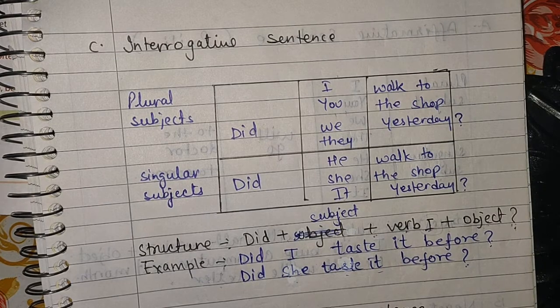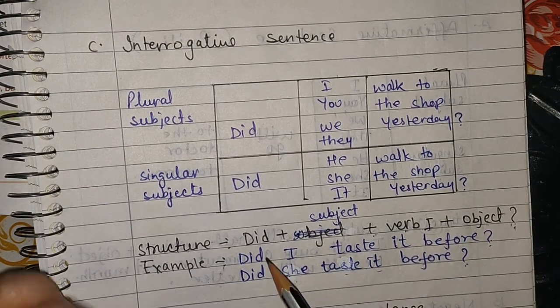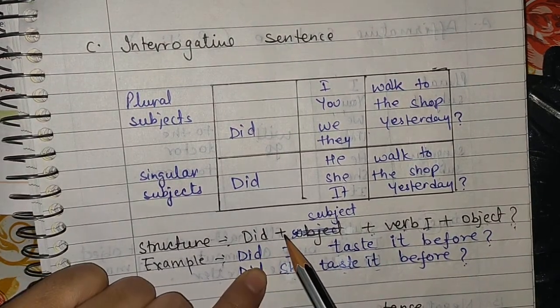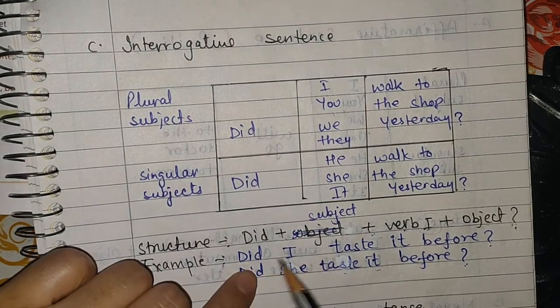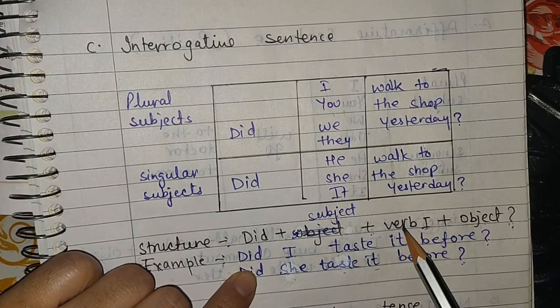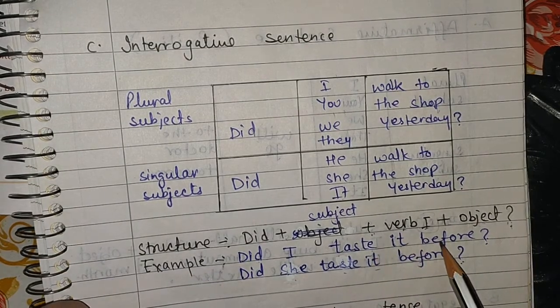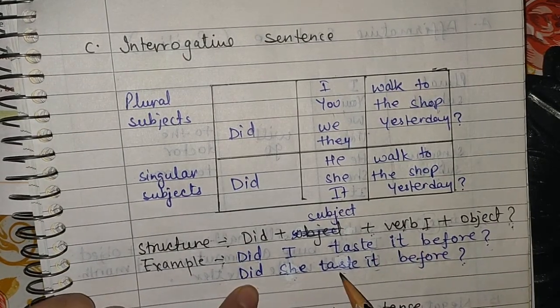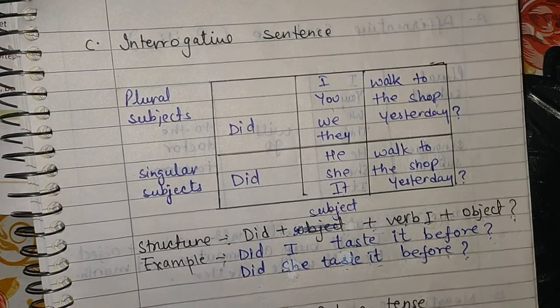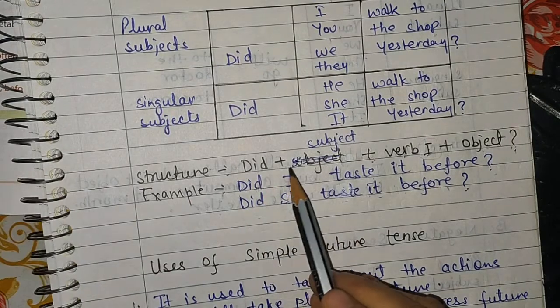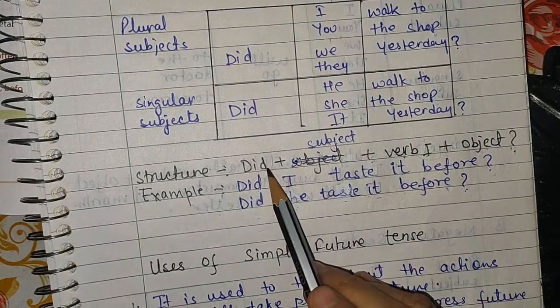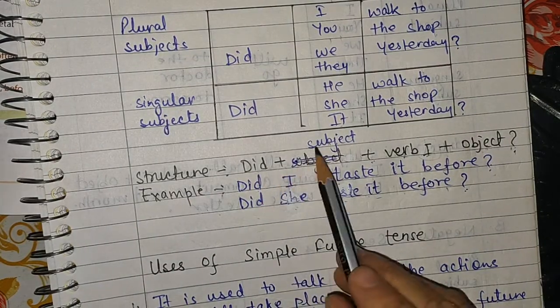So if I make the sentence using this structure, did will remain the same. I will remove this plus. Did, subject, I have used I here. Did I taste, taste is your verb in the first form, it before question mark. Did she taste it before? And if I make a sentence in front of you, like this is the structure, I will be putting the words in the place of this structure.